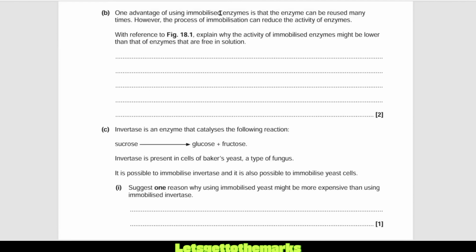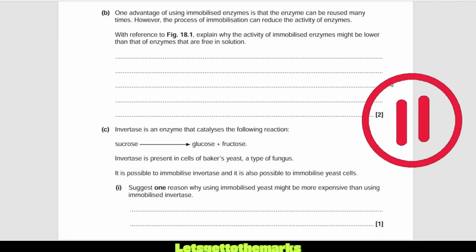One advantage of using immobilized enzymes is that the enzyme can be reused many times. However, the process of immobilization can reduce the activity of the enzymes. This is a disadvantage of all immobilization of enzymes. With reference to figure 18.1, explain why the activity of immobilized enzymes might be lower than that of enzymes that are free in solution. So, let's have a go at that question.